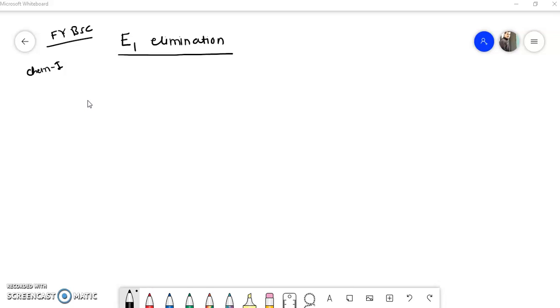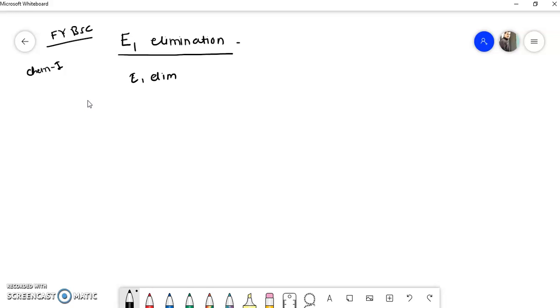Now you know that an elimination reaction is a reaction in which an atom or group is eliminated from the molecule without being replaced by another atom or molecule. And beta elimination is the elimination in which halogen from the alpha carbon and hydrogen from the beta carbon are eliminated. Okay, so this E1 mechanism is generally observed.